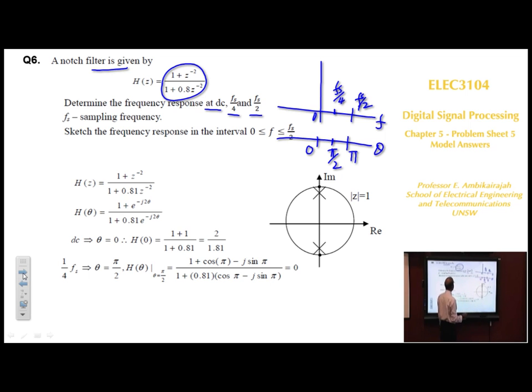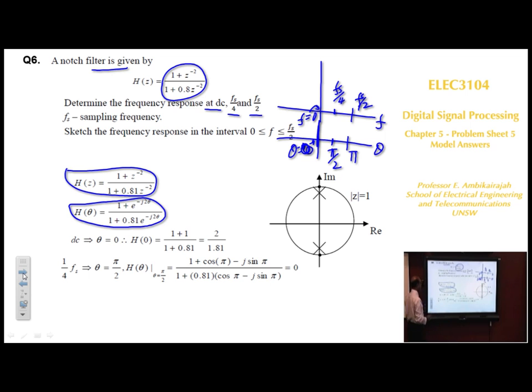That's how the translation works. This is f equal to 0, this is theta equal to 0, that position. So what you do, you just find H(z), which you have as some function that equals e to the j theta. Now the first thing is DC, so theta equals 0, and H(0) is equal to 1 plus 1, or 1. It's 2 or 1.81. Or you can substitute here directly.